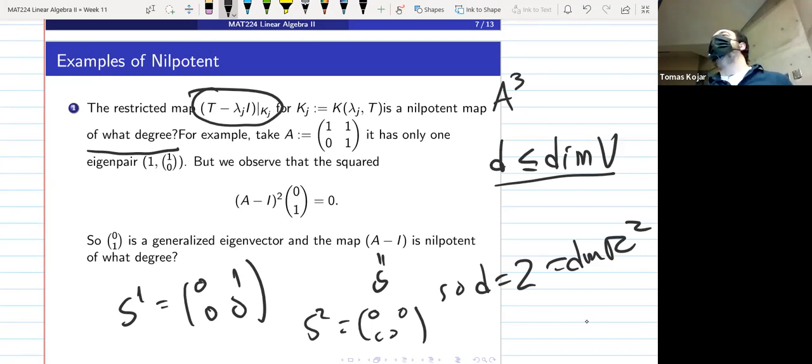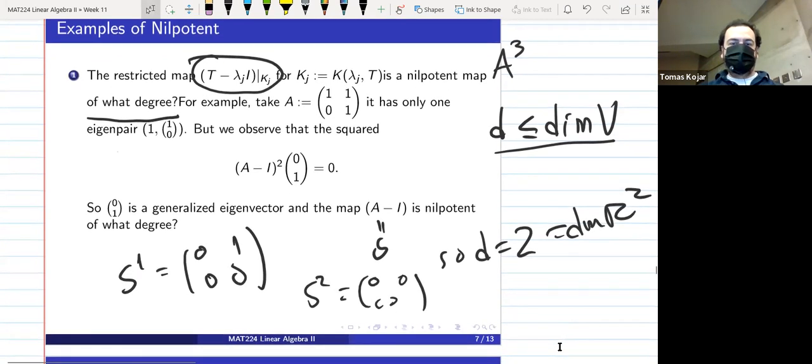Yeah, that's basically the argument. You just look at the kernels and eventually it becomes trivial. Meaning trivial, like you contain the whole space. Yeah, we'll do it. Okay, any questions?